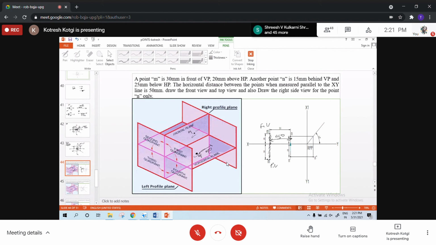Both front view and top view will come on the same line. That is how you will confirm the answer. Am I right? That is the end projector. Distance between the end projectors. Which are the end projectors?